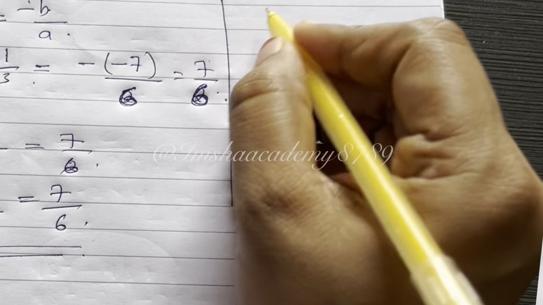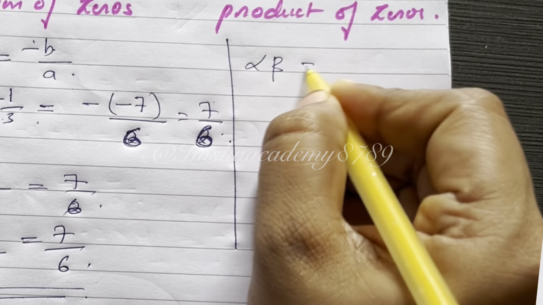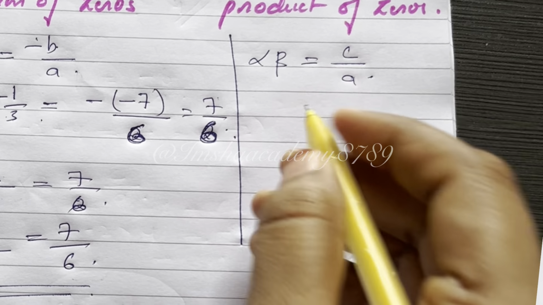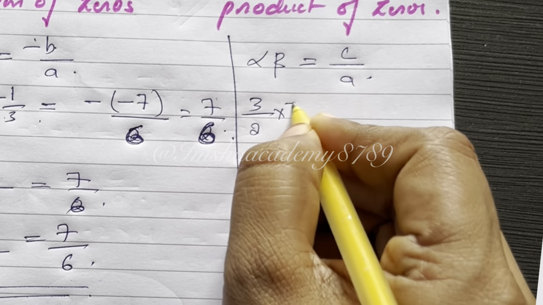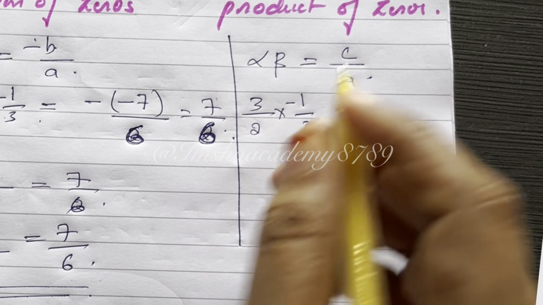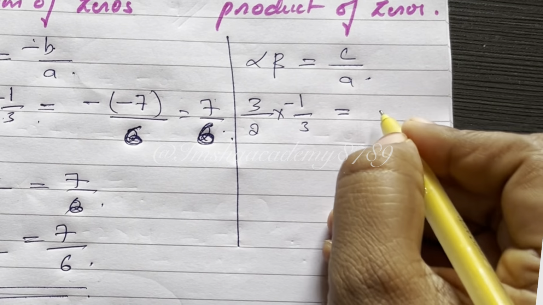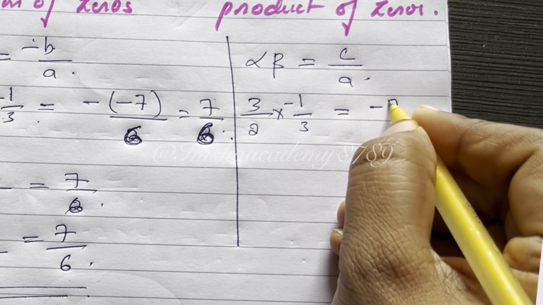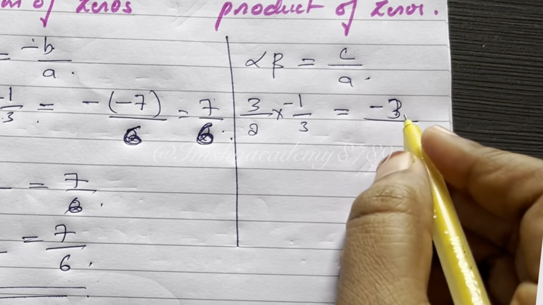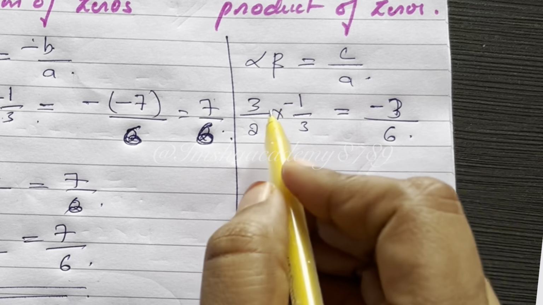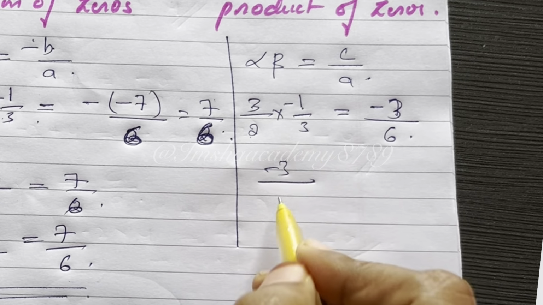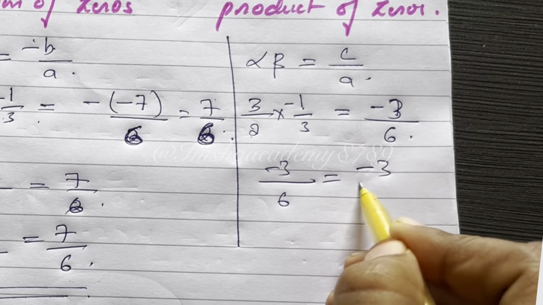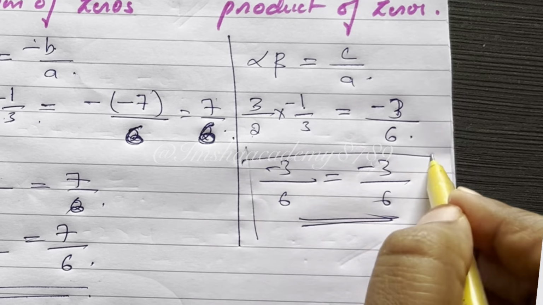Similarly, we need to find the product, which is equal to c by a. So alpha is 3 by 2 into minus 1 by 3 is equal to c by a. The c value is minus 3 and the a value is 6. So 3 into minus 1 is minus 3, 2 into 3 is 6, that is equal to minus 3 by 6. Clear?